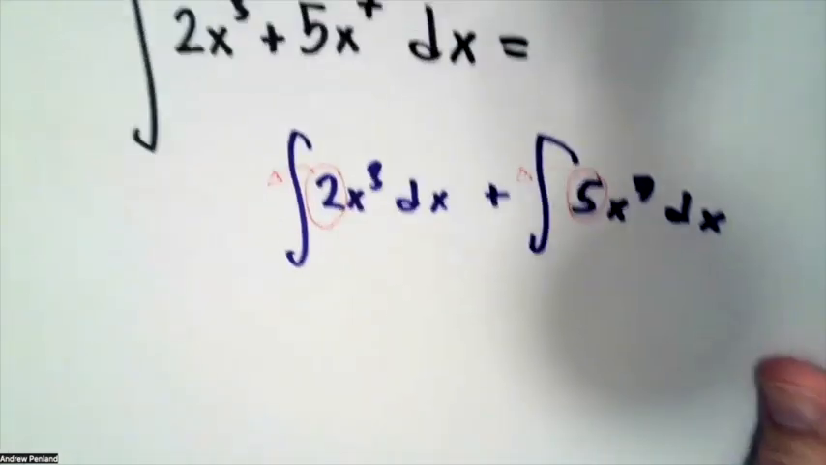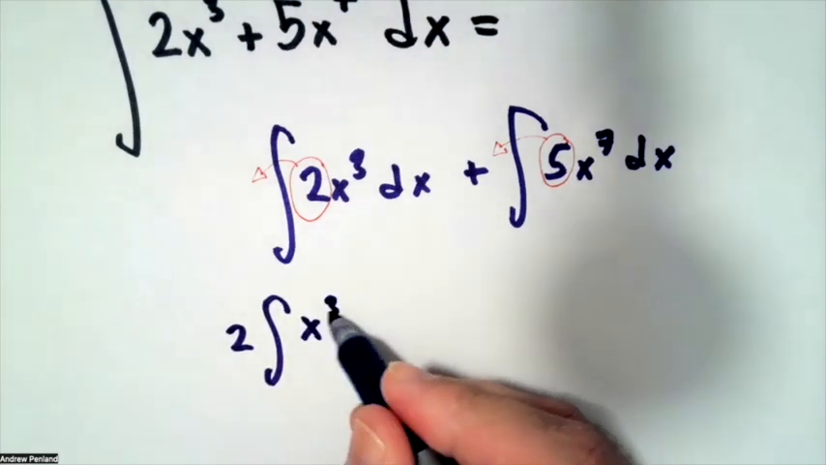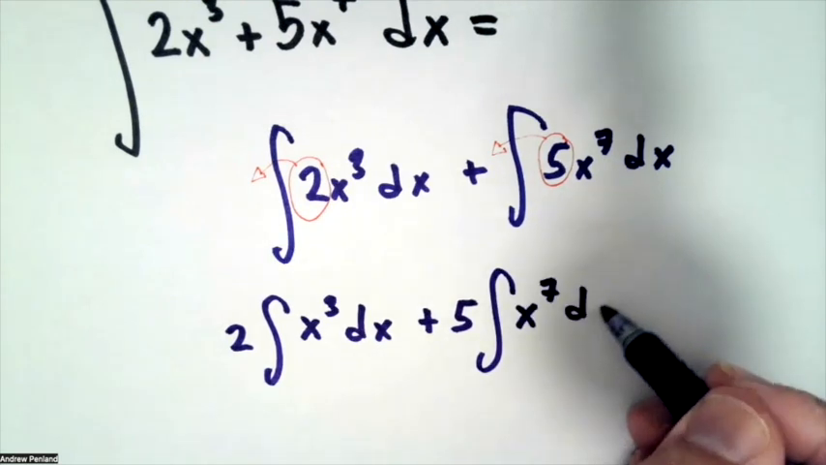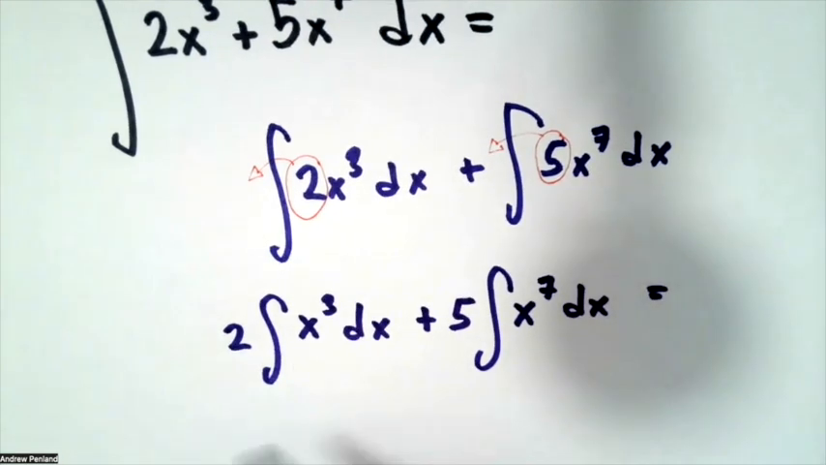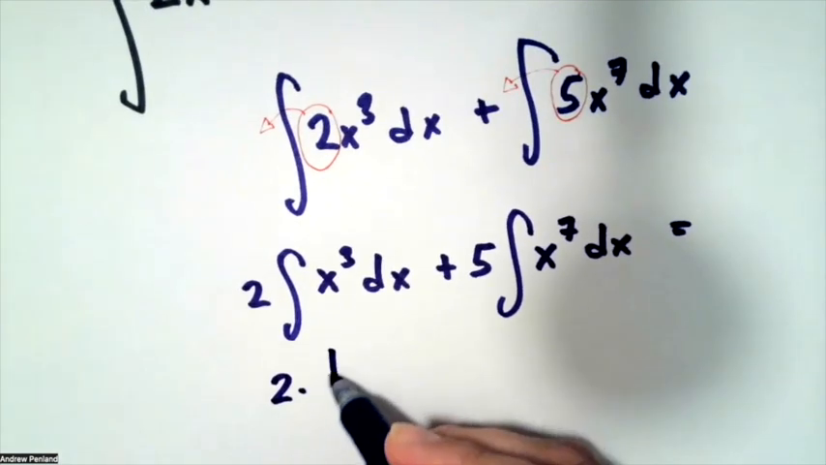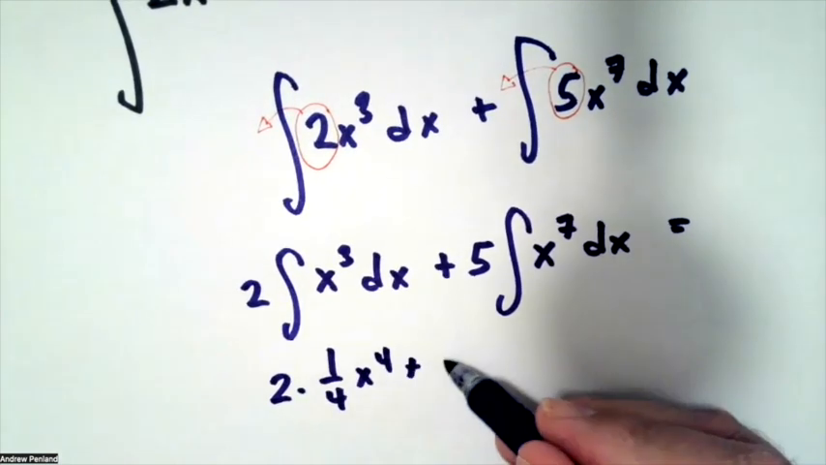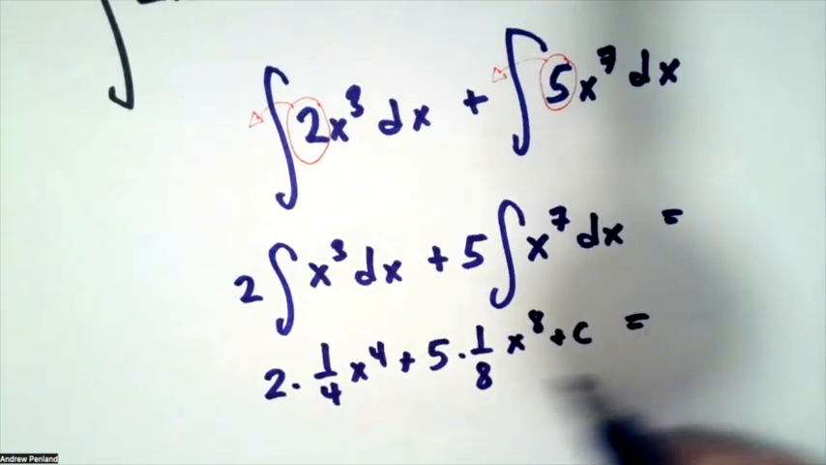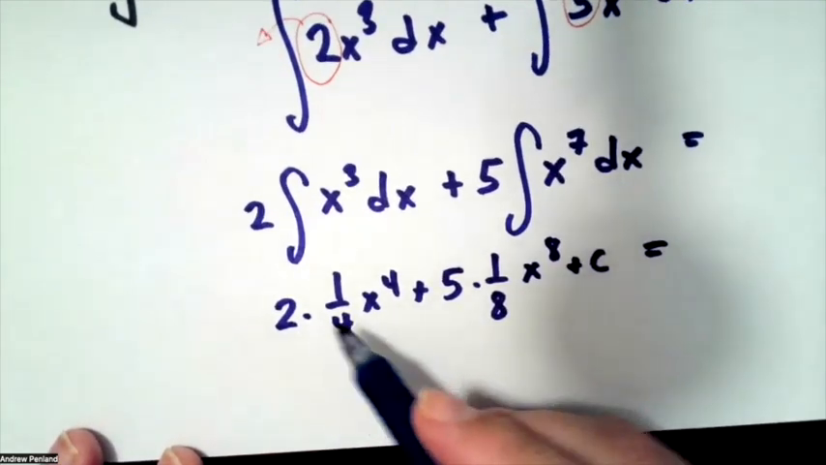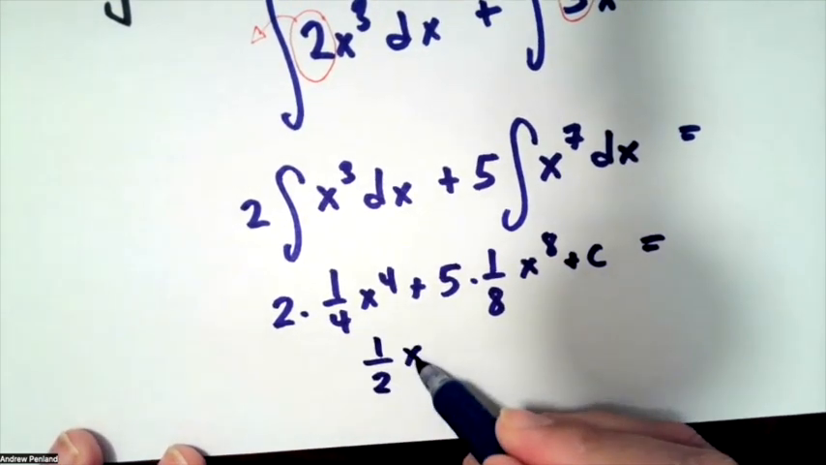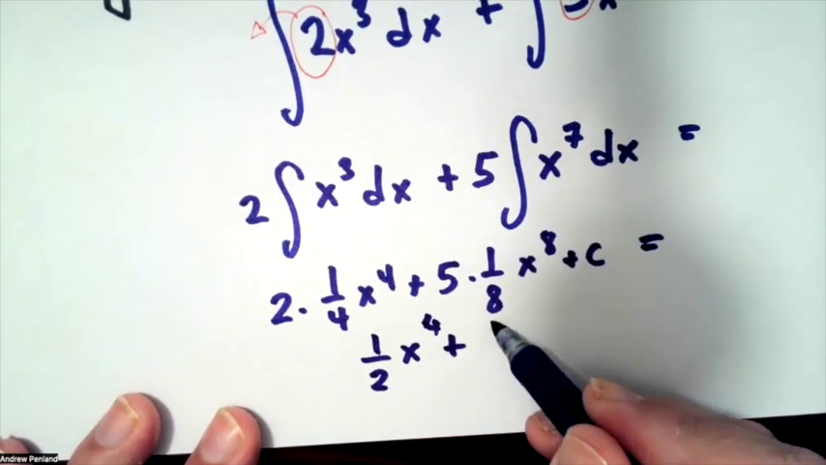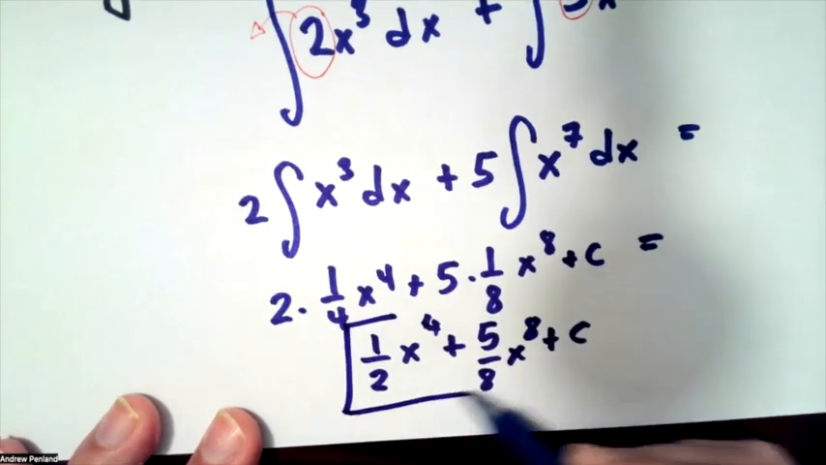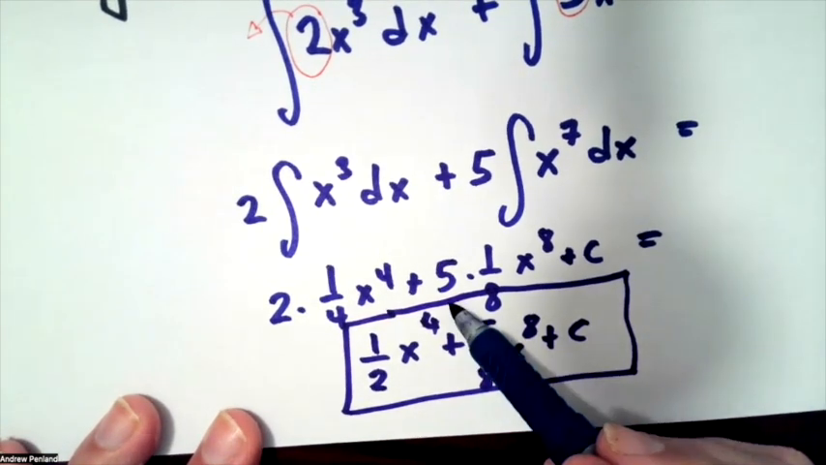The next thing is we're going to have 2 times the indefinite integral of x cubed plus 5 times the indefinite integral of x to the 7th. And then we apply the power rule. So we get 2 times 1/4 x to the 4th plus 5 times 1/8 x to the 8th plus c. Finally, we can clean this up just a little bit more. 2 times 1/4 is 1/2, so this becomes 1/2 x to the 4th plus 5/8 x to the 8th plus c. And this is the nice final answer that we would like to have at the end.